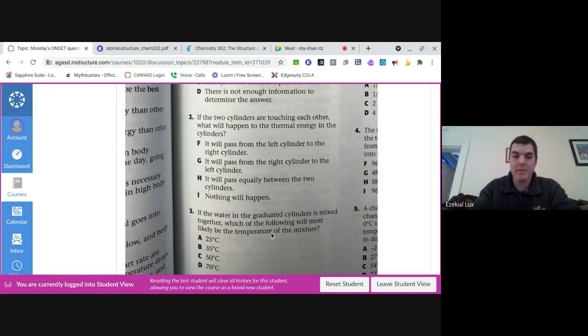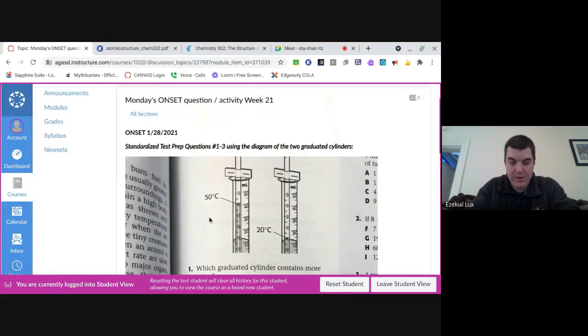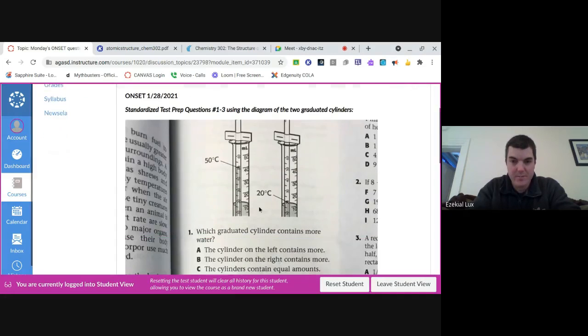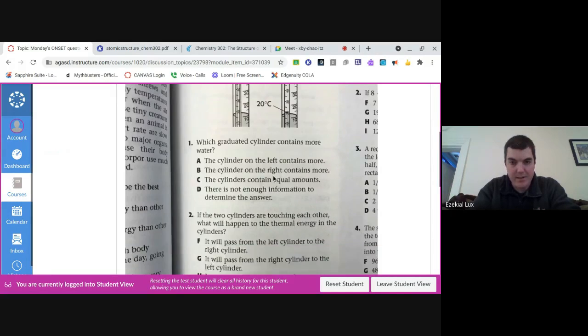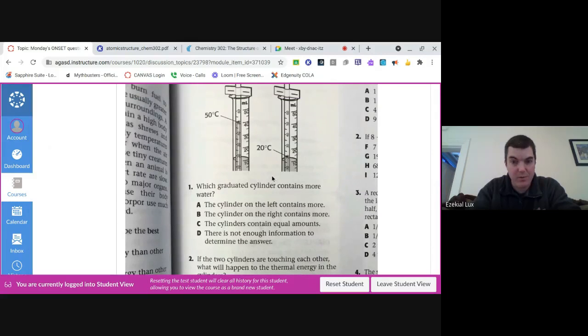So if the left cylinder, the one on this side, is at 50 degrees Celsius and the one on the right is at 20 degrees, it's going to go down this way. Okay, so it's going down from 50 down to 20. And that's how the thermal energy is going to flow and transfer from warmer to colder. It doesn't go the other way unless you add energy to it, and we're not adding energy to these, we're just sticking them together.